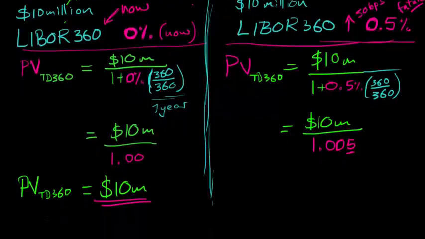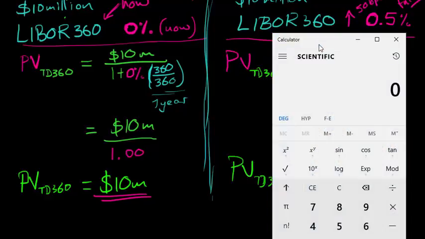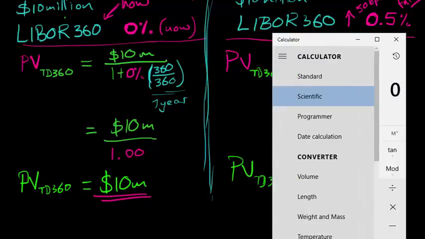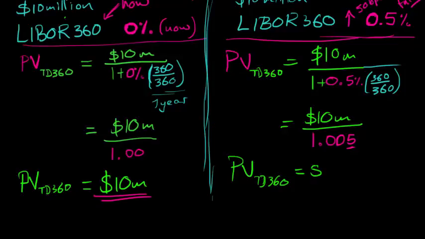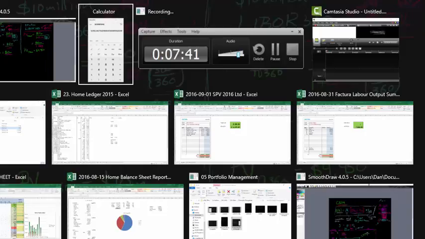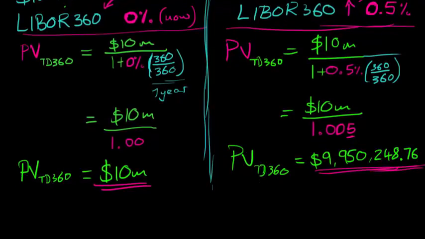So if we work it through, the present value of the time deposit of 360 days is equal to, open up the calculator, okay, so 10 million divided by 1.005 equals, so 9,950,248.76. Right. So there's a difference between the value now and the value in the future.